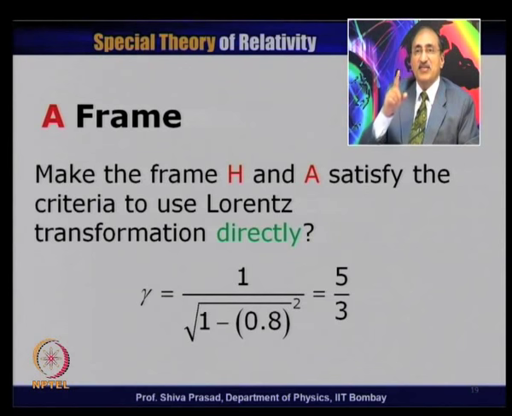So, v is 0.8 c. Substitute in the expression for gamma, c square will cancel with c square, and this gamma turns out to be equal to 5 by 3. So, the gamma that I am going to use in this equation will be 5 by 3 and v will be equal to 0.8 c, because I am going from the H frame to the A frame and the relative speed between these two frames is 0.8 c.